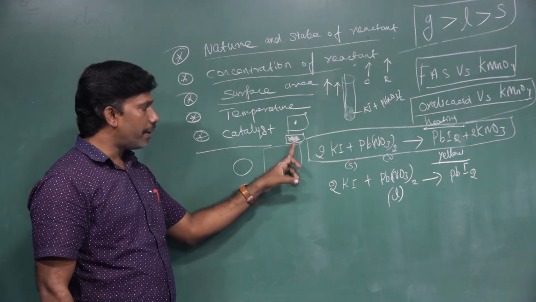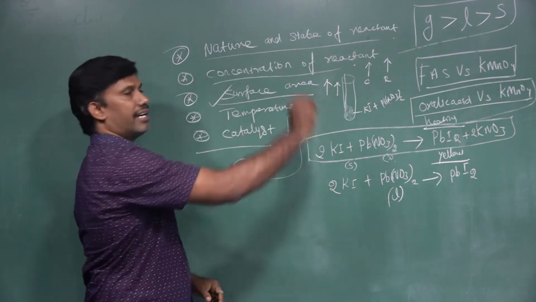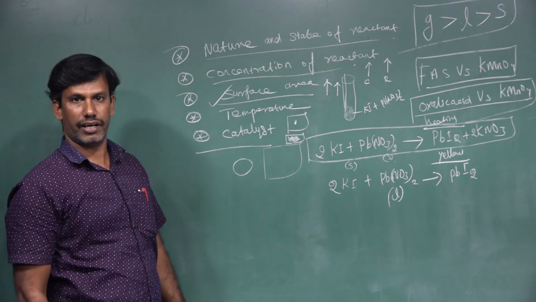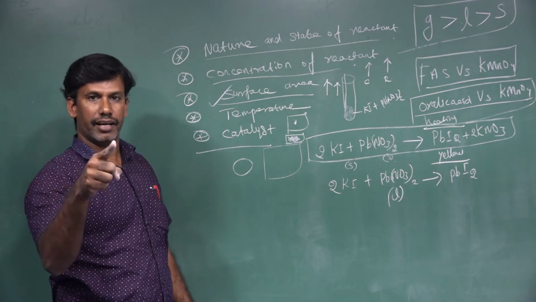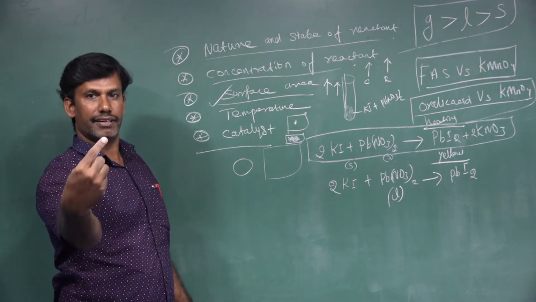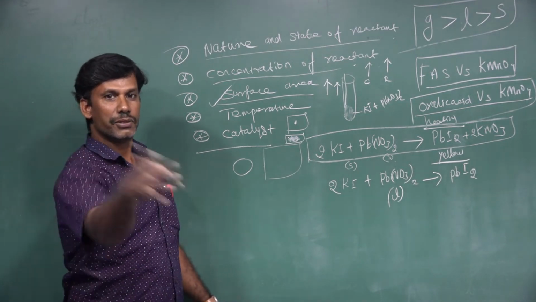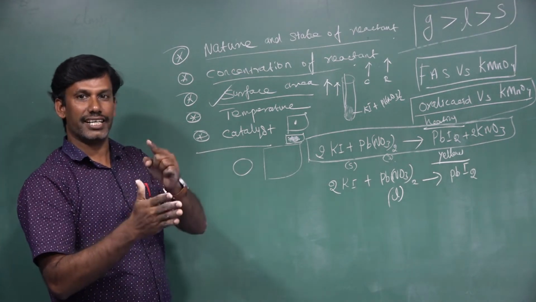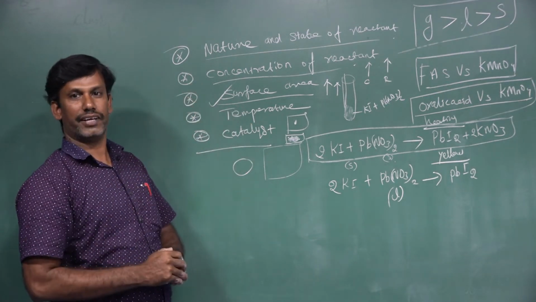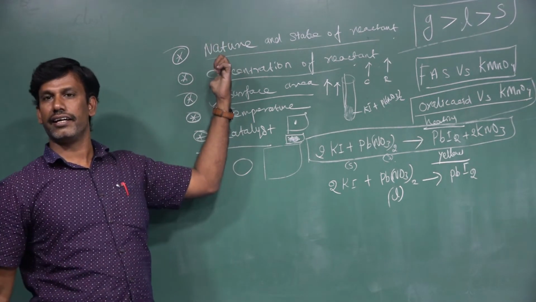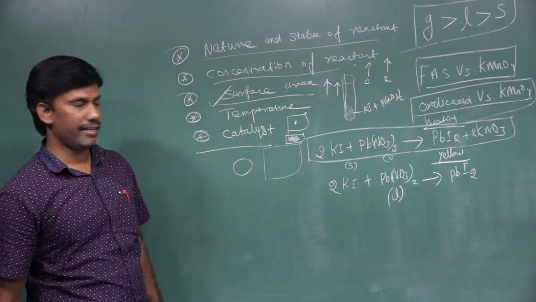So more number of particles may be involved when the surface area increases. When I slap with one finger, you will have very little pain. At the same time, if 4 fingers are used to slap, now the surface area is increased. You may feel more pain. That is, when surface area increases, the rate of the reaction increases.